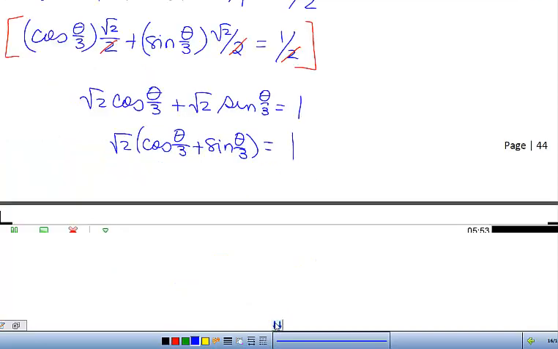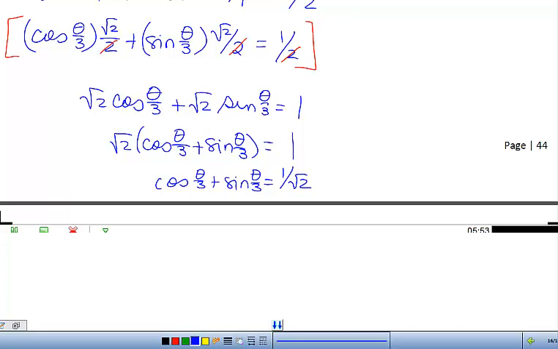And of course, the next thing, since I factored that out, is to say cosine of theta over 3 plus sine of theta over 3 equals 1 over the square root of 2. Well, that still doesn't get me to where I need to be. I'm still trying to figure out what theta is.